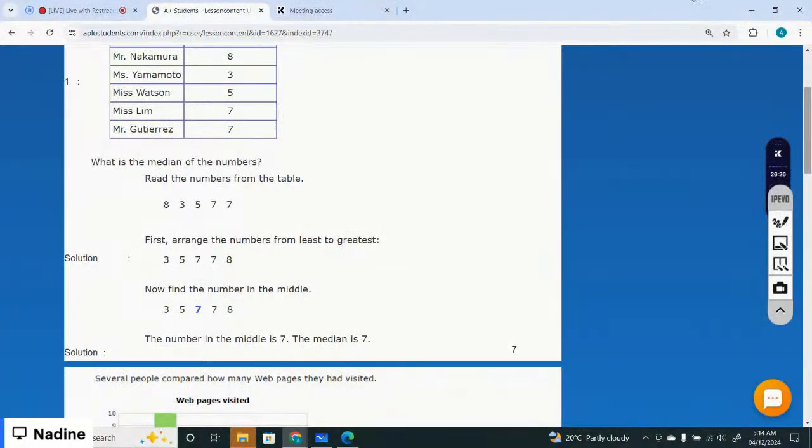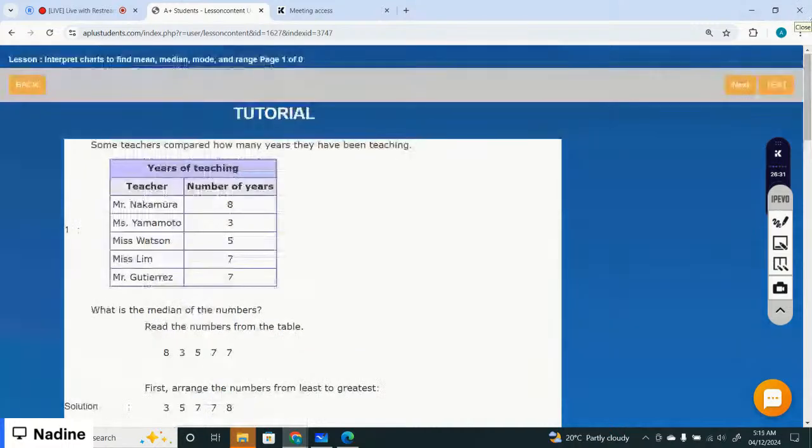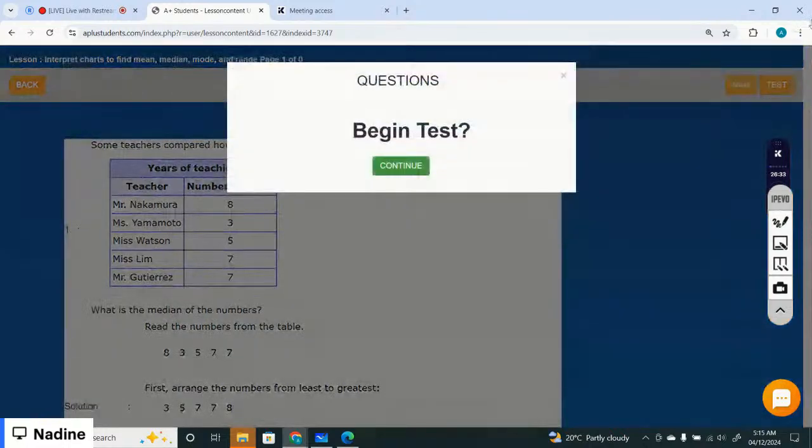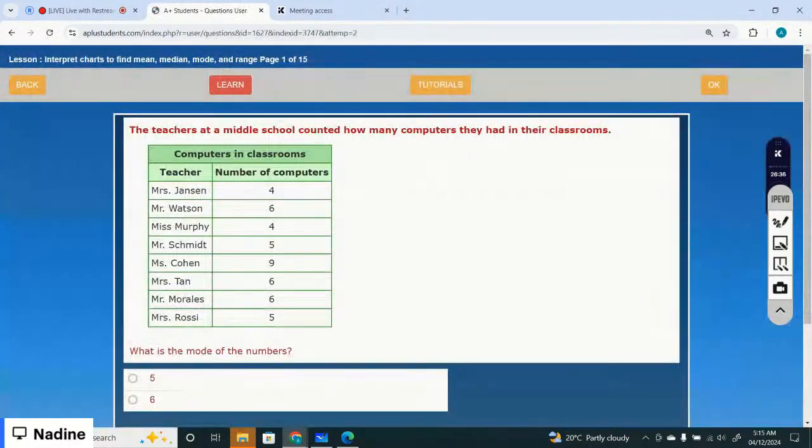Let's just start with the test questions, right? The teachers at the middle school counted how many computers they had in their classrooms. What is the mode of the numbers? So, which is the correct option? 6. That is 6, the mode. The correct option is 6.